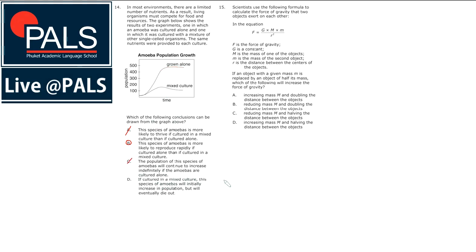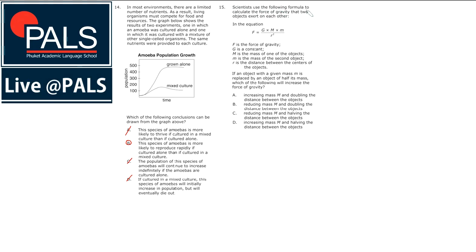If cultured in a mixed culture, the species of amoebas will initially increase in population but will eventually die out. It will initially increase and then we can see it decreases, but dying out means returning back to zero, disappearing, and that is not the case. No, it levels off here at a more or less stable population, and then the experiment is finished, so it did not die out. So the correct answer is B.